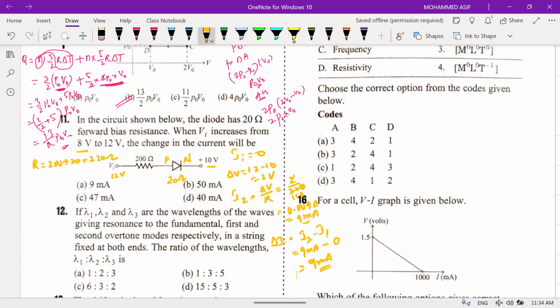Got it? See here, N is 10 volt, so your input potential must be greater than 10. Then only it will be forward bias. Say for 8 volt, it will be reverse bias, there is no current, so I1 will be equal to 0. Then when the input potential is 12 volt, it will start conducting. So 12 minus 10, it will be 2 volt. The resistance is nothing but 200 plus 10, so it is 210. Now I am calculating I2. I2 is delta V divided by R, 2 divided by 220. It will come to 9 milliamperes. It is asking the change in current, I2 minus I1. 9 minus 0 is 9. So it will be 9 milliamperes.